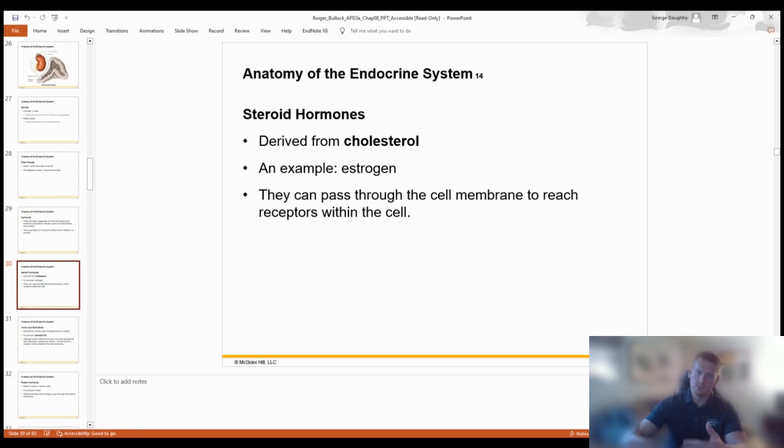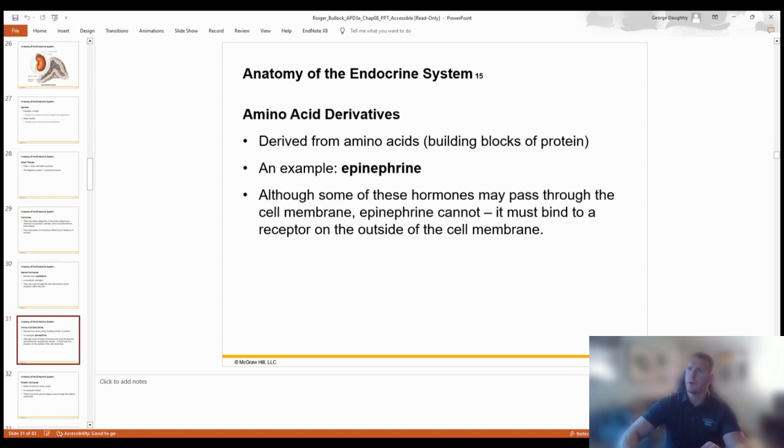So steroid hormones are largely involved in muscle hypertrophy, protein synthesis, and therefore muscle recovery and the muscle building process. All right, amino acid derived hormones. A great example of an amino acid derived hormone, like I said, is epinephrine.